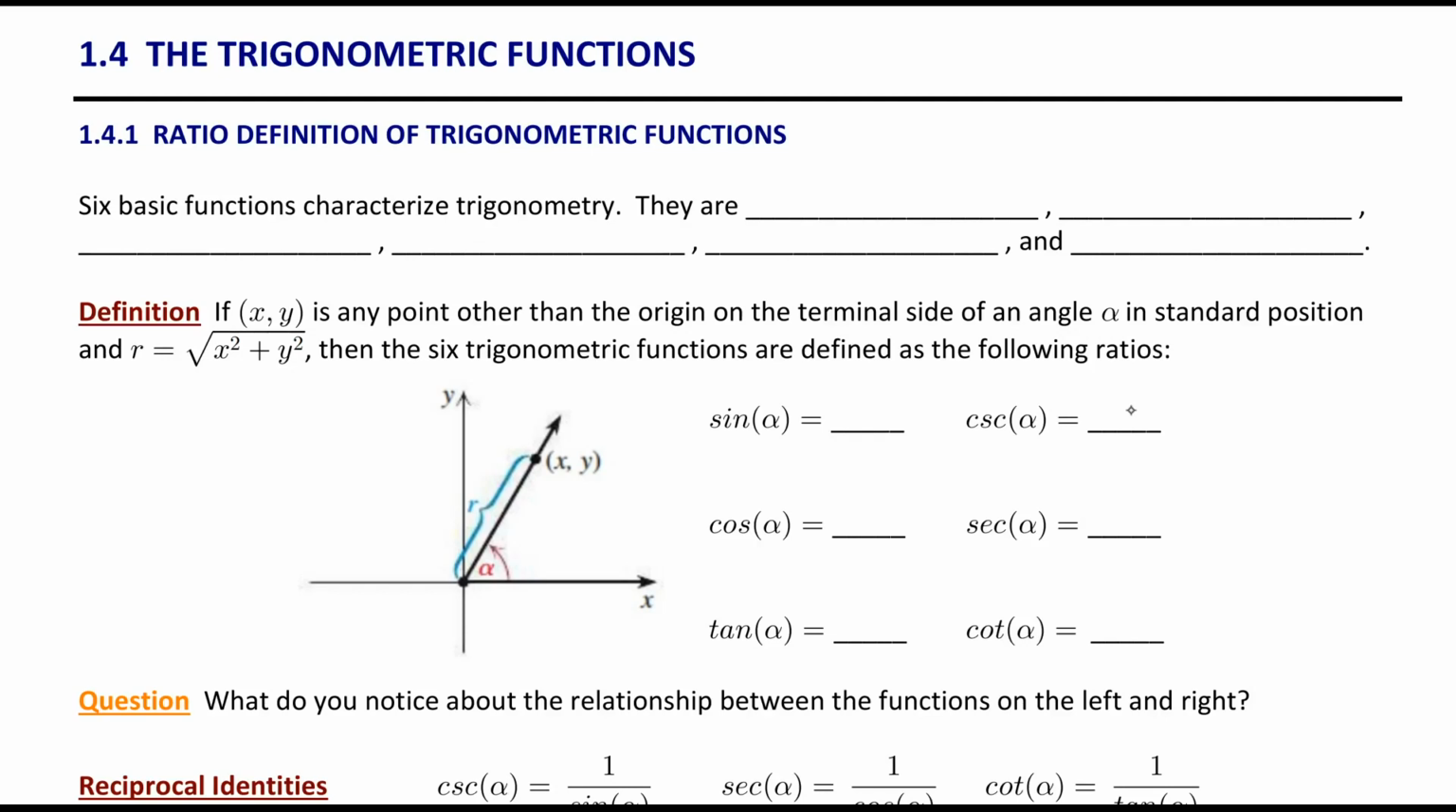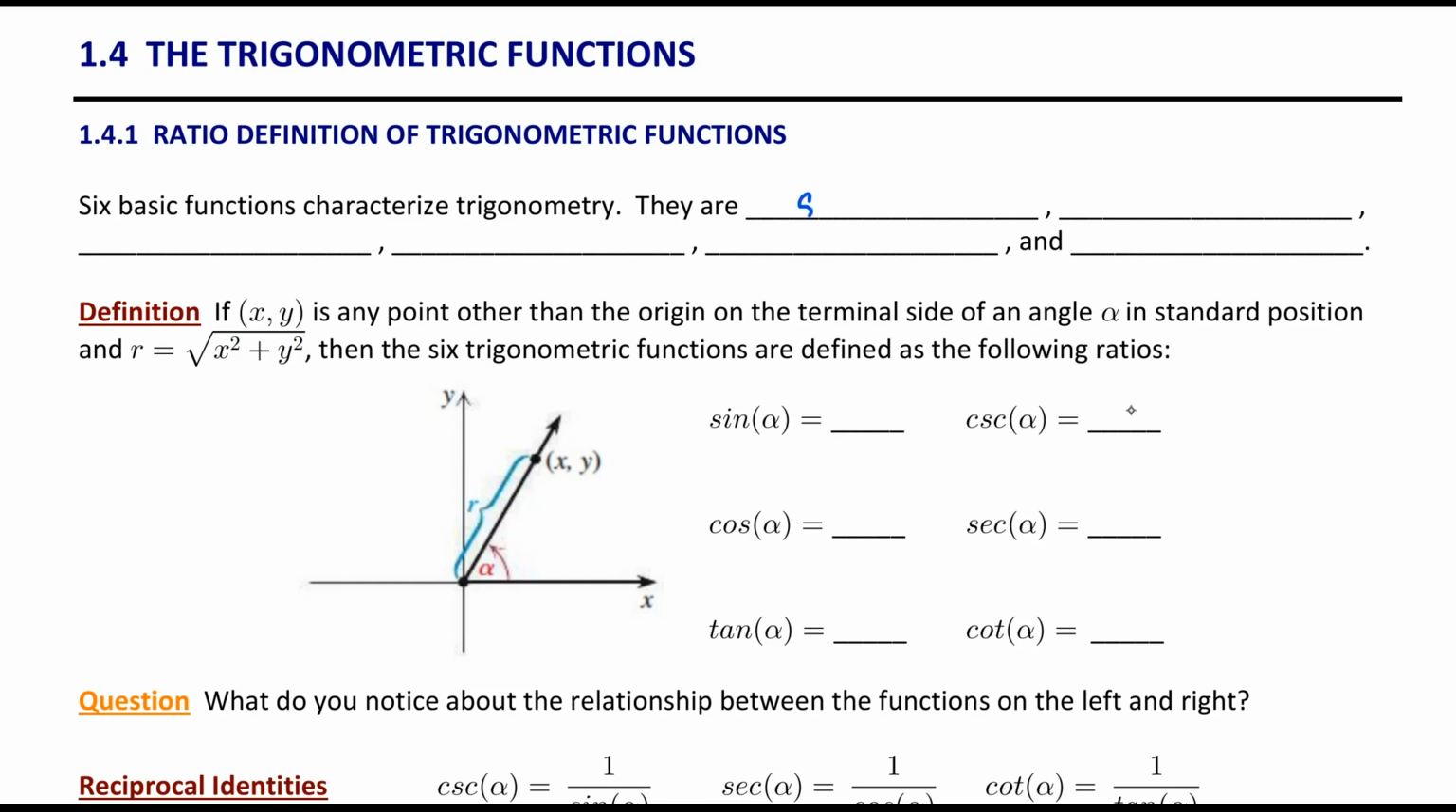At this point in our study of trigonometry, we are familiar with angles in degree and radian measure. Now it's time to define the 6 trigonometric functions. We begin in section 1.4.1 with the ratio definition of trigonometric functions. We're going to look at several perspectives of the trig functions, and our focus here, of course, is the ratio definition. 6 basic functions characterize trigonometry.